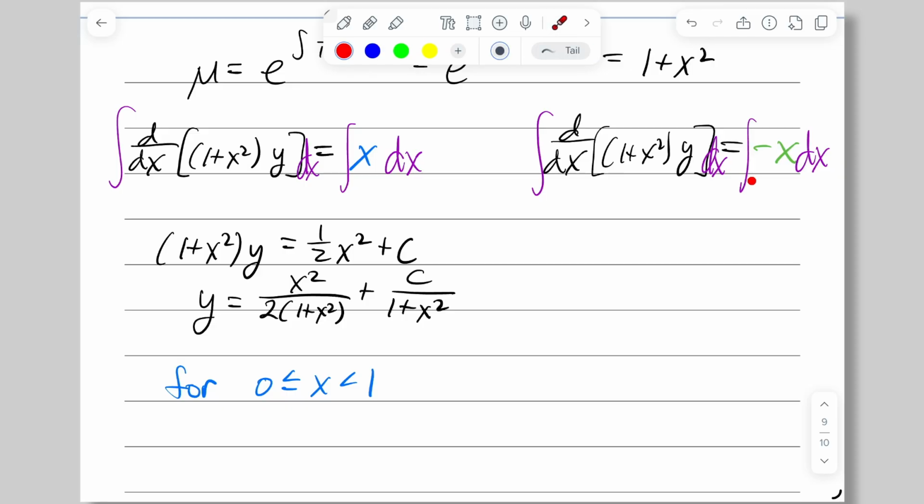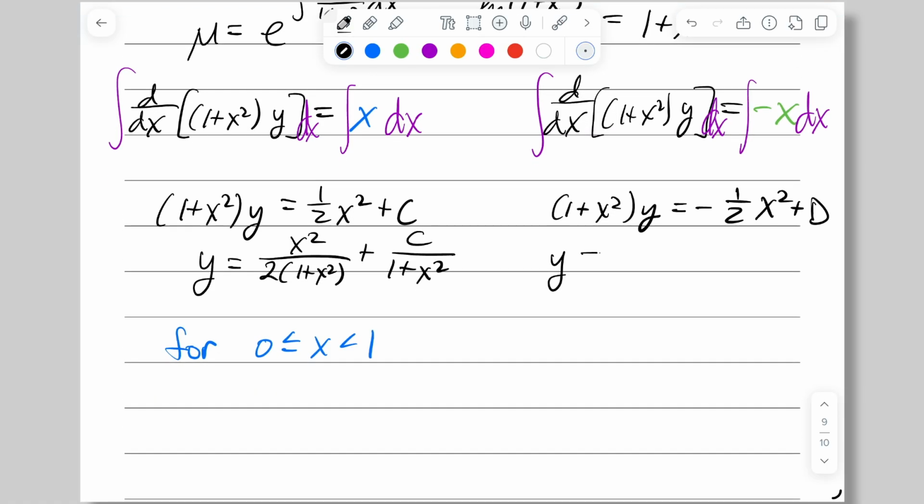For the portion on the other interval, we still have this (1 plus x squared) y, and we still have, well, I guess in this case it's negative 1/2 x squared plus a constant of integration, but there's nothing that tells us that we should expect the same constant of integration. So over here I'm going to call it d instead of c. Then we have that y is equal to negative x squared over 2 times (1 plus x squared), plus d over 1 plus x squared. And again, this applies when x is greater than or equal to 1.